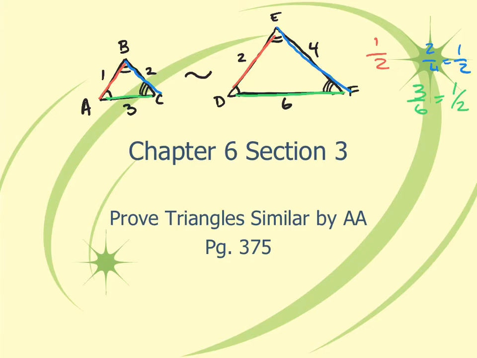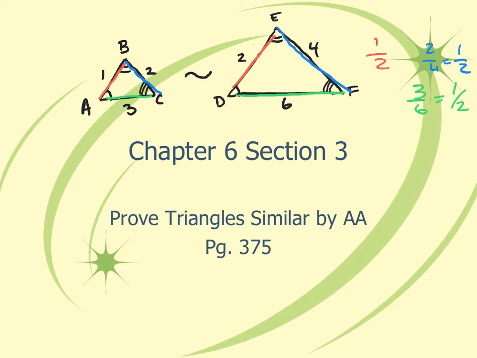So when you're checking to see whether things are similar, one thing that you have to do is check to make sure all the angles are congruent and all the sides are proportional. But that's kind of a lie, because while it is true that that is a way of showing that they are similar, there's an easier way.